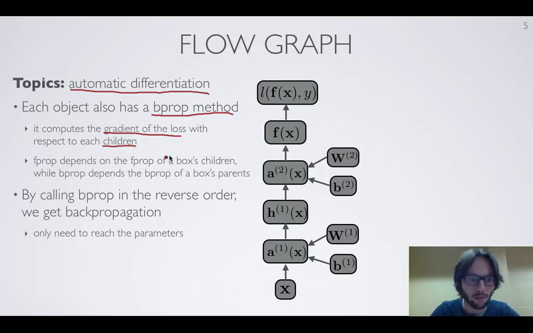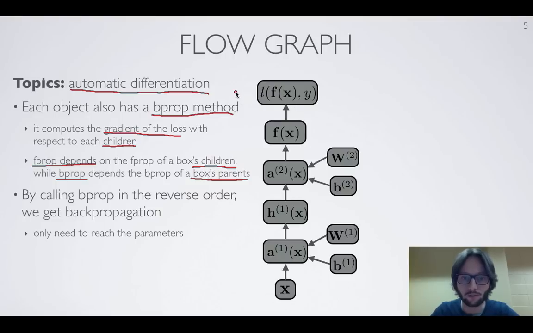So we have a bprop method that would depend on the box's children, whereas fprop depends on its parents. It performs a computation with respect to its parents, whereas bprop would perform a computation with respect to the box's children. And indeed, if we look back at the formulas for computing the gradient with respect to the pre-activation or the activation or the parameters, the formula always depends on the children of these boxes in this illustration here.